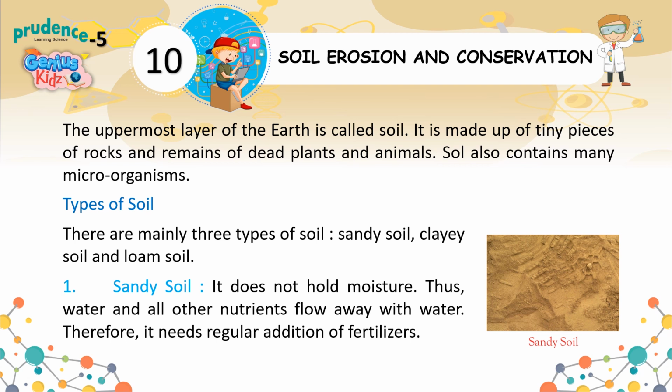Types of soil. There are mainly three types of soil: sandy soil, clay soil, and loam soil. 1. Sandy soil. It does not hold moisture. Thus, water and all other nutrients flow away with water. Therefore, it needs regular addition of fertilizers.